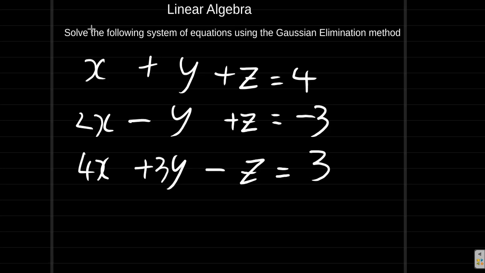I want you to pause the video and write down the system of equations, and as it says here, solve the following system of equations using the Gaussian elimination method. Okay, finished? Alright. What did you get for x, y, and z?